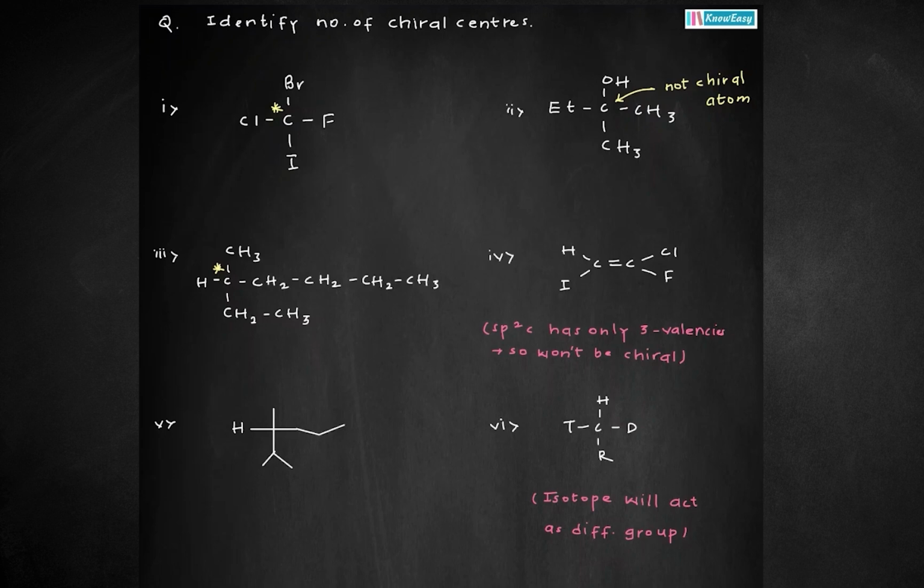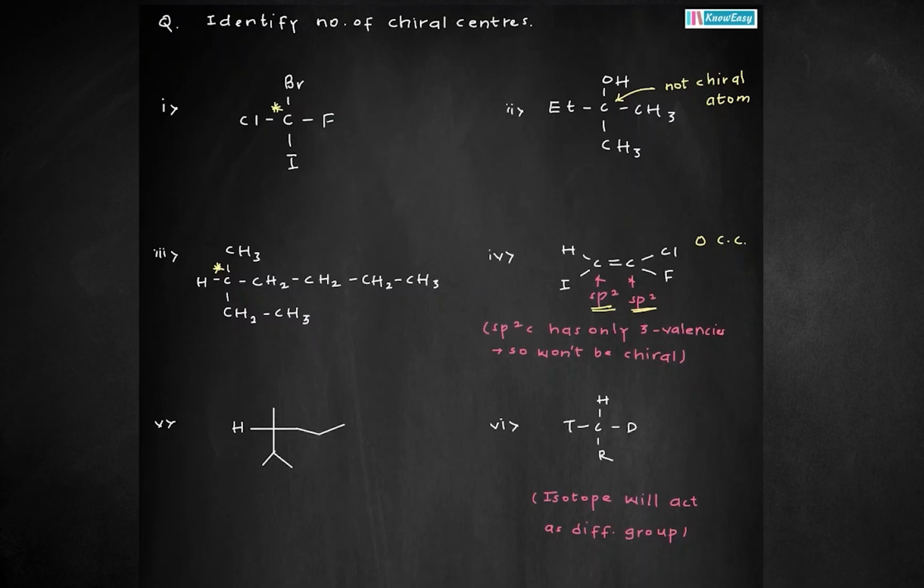Okay, now look at question number 4. Here is one carbon and here is one carbon. This carbon has a double bond, so it is sp2 hybridized. This is also sp2 hybridized, and our first condition was that the central atom should be sp3 hybridized. Second, it should have 4 different valencies. So here our first condition is not met. So it contains 0 chiral centers. An sp2 carbon has only 3 valencies, so it won't be chiral.